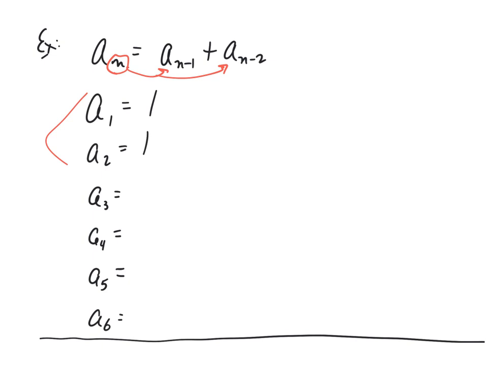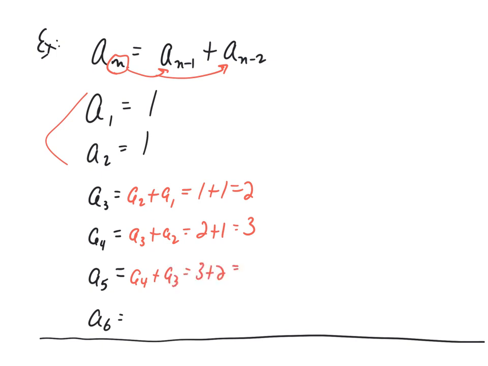And then the third term would be defined to be the second term plus the first term. But the second term is 1, and the first term is 1, so 1 plus 1 is 2. The fourth term would be defined to be the third term plus the second term, so that would be 2 plus 1, which is 3. The fifth term would be the fourth term plus the third term, so that would be 3 plus 2, or 5.